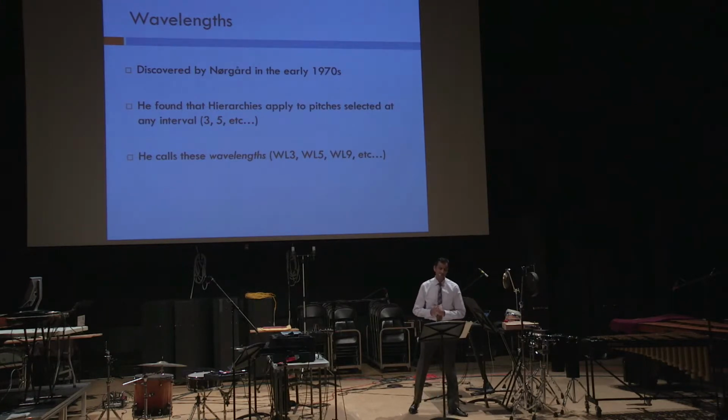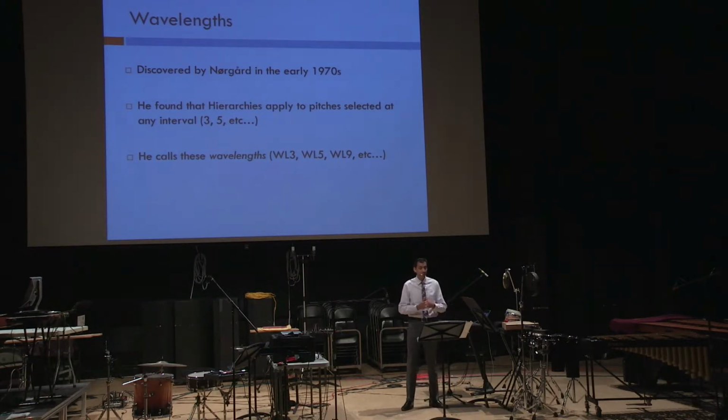So another property of the infinity series that Neeraj discovered in the early 1970s is something he calls wavelengths. He found that if one selects every third pitch or fifth or ninth or any particular interval of the original series, the resulting series, when extracted, is a completely new sequence of pitches, but this new series will possess the exact same hierarchical or fractal principles that the original series possesses.